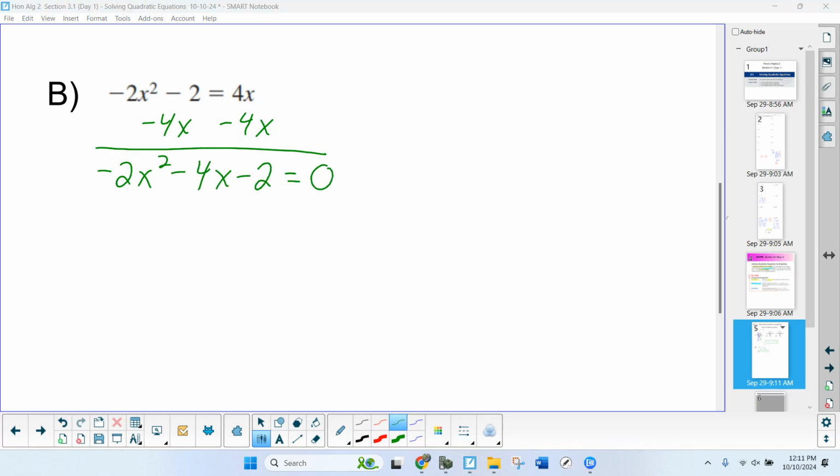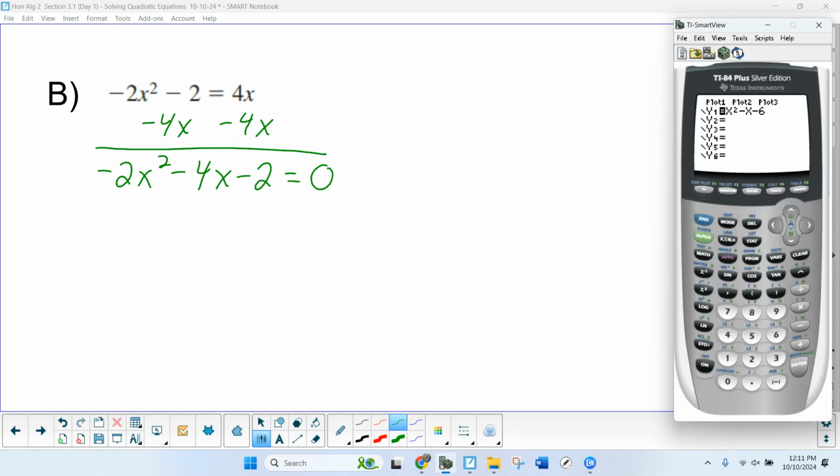Okay, so we're going to go back to our calculator. Go back to y equals. I'm going to clear this out. I'm going to do negative 2x squared minus 4x minus 2.